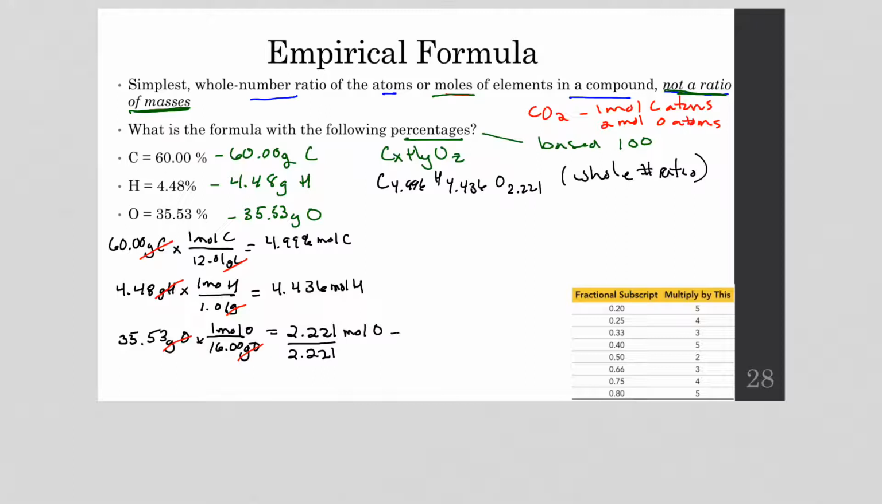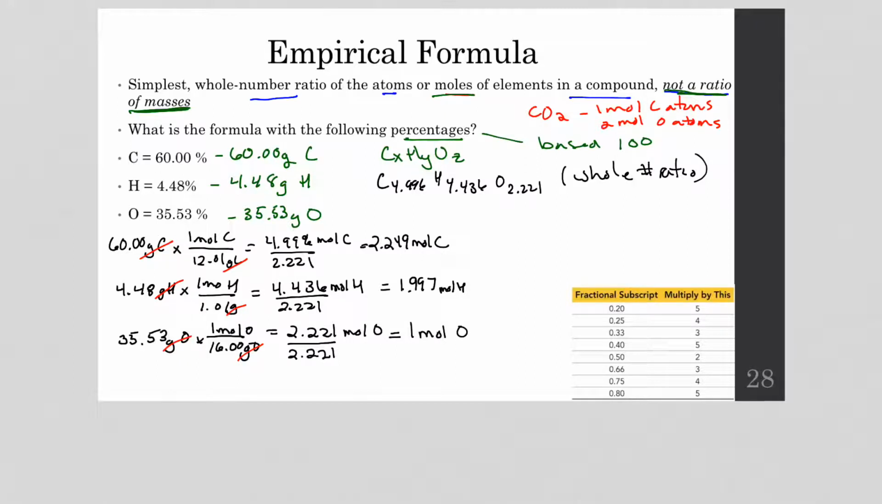And what that does is it automatically sets this to 1, and we divide both of these by 2.221, and here we get 1.997 moles of hydrogen, and here we get 2.249 moles of carbon.